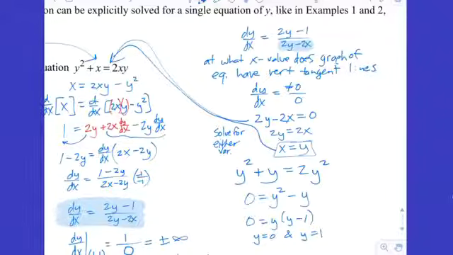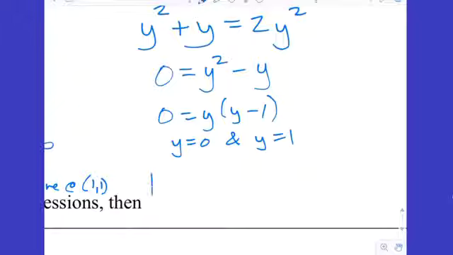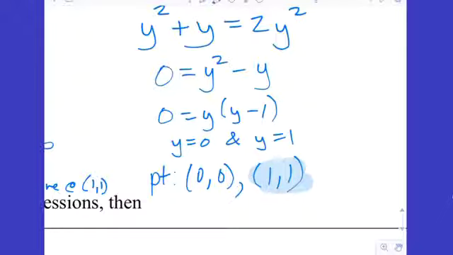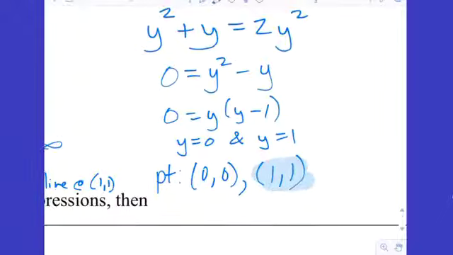I think I'd rather plug back into here because it's easier. So if y is 0, what is x? 0. So the actual points, sometimes we just get the x values and the y values. But in this case, the actual points are (0, 0) and (1, 1). Well, we already knew (1, 1) was the solution because we kind of stumbled over that one earlier.